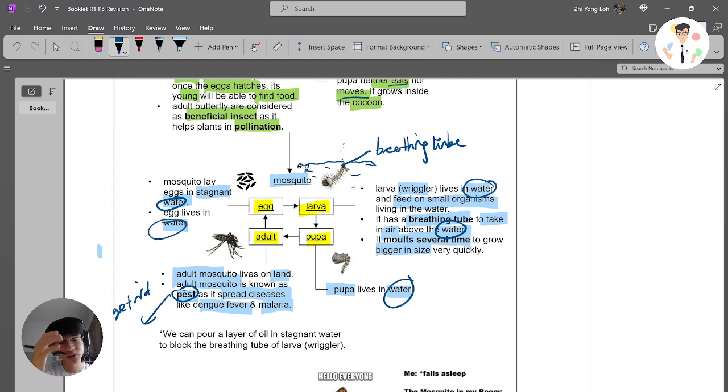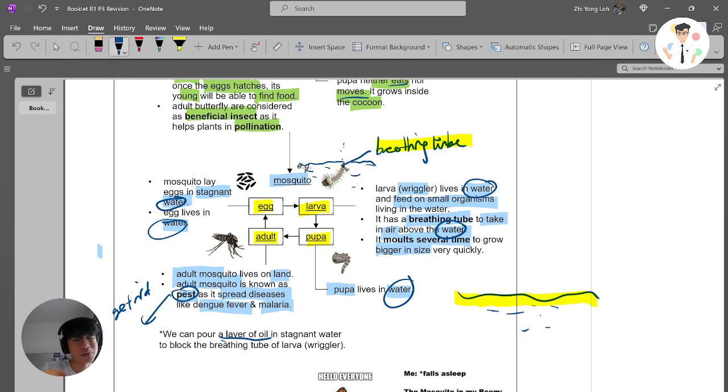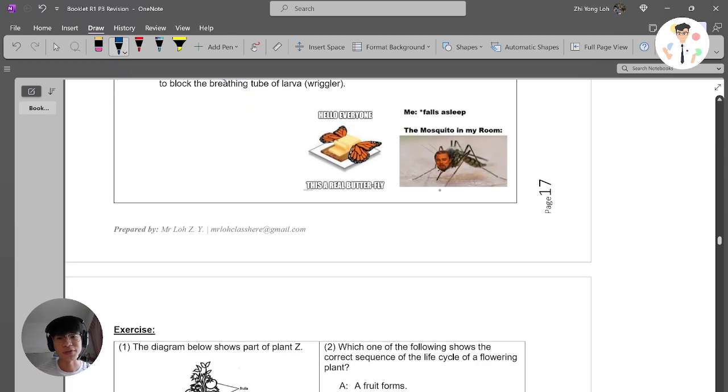So what happens is we actually can put a layer of oil. As you know, when there's water, and if you put oil, let me just draw for you, the oil will actually float, and the oil can block oxygen from entering, right? Okay, and the same thing because we have this breathing tube, which we actually can block, so it cannot get air from it. That's why it can kill them or not allow them to grow or live.